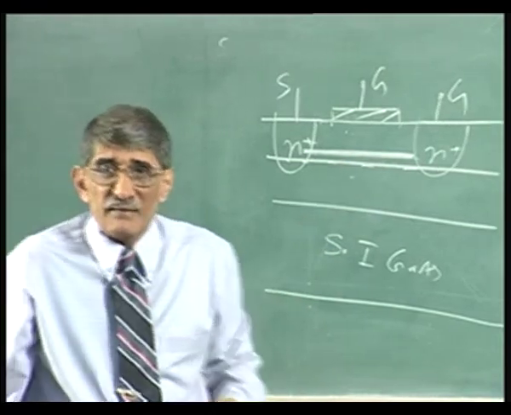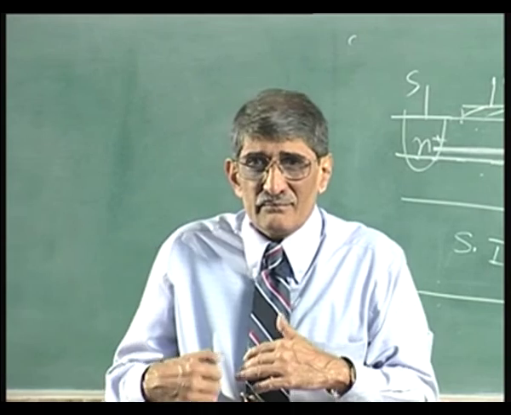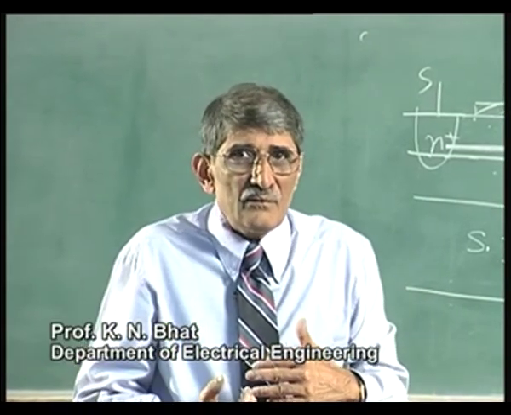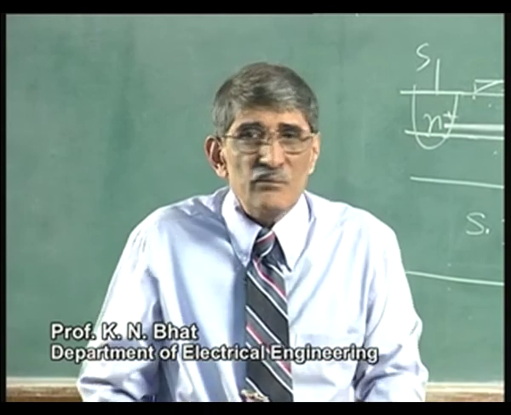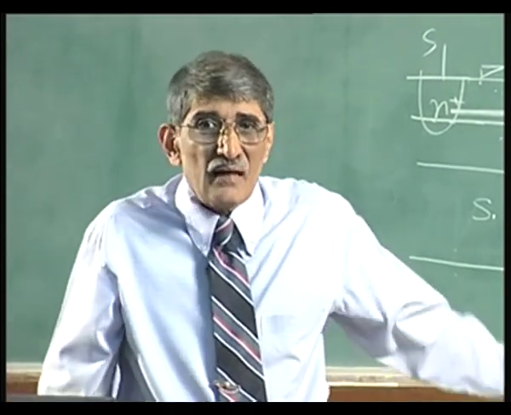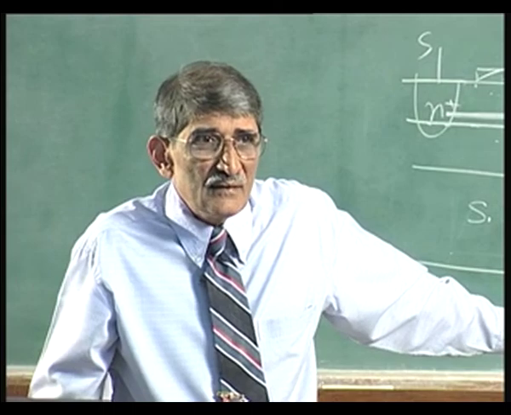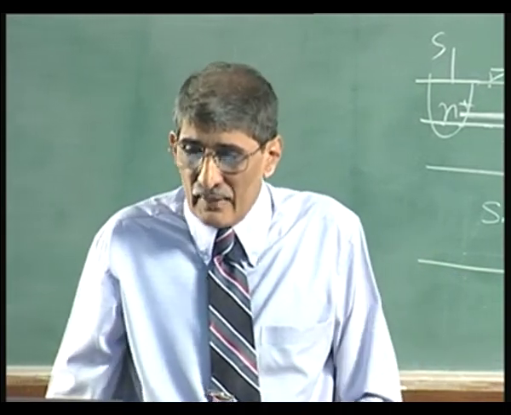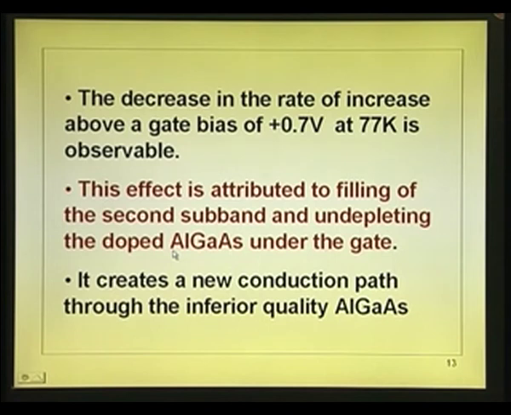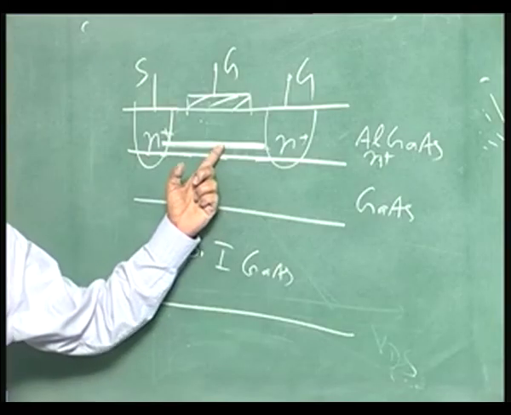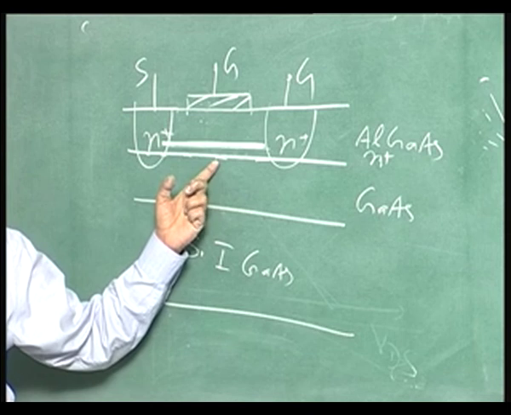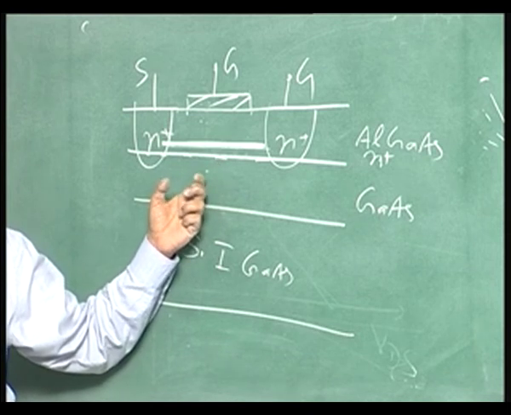So, that is what is implied. Since we have discussed in detail how the depletion layer moves with applied voltages, you can easily grasp that when you apply plus voltage, ultimately the channel will open up, and when it opens up, the conduction will take place through the undepleted portion, okay? And this creates a new conduction path through the inferior quality AlGaAs. That is inferior quality compared to the electrons in the notch.